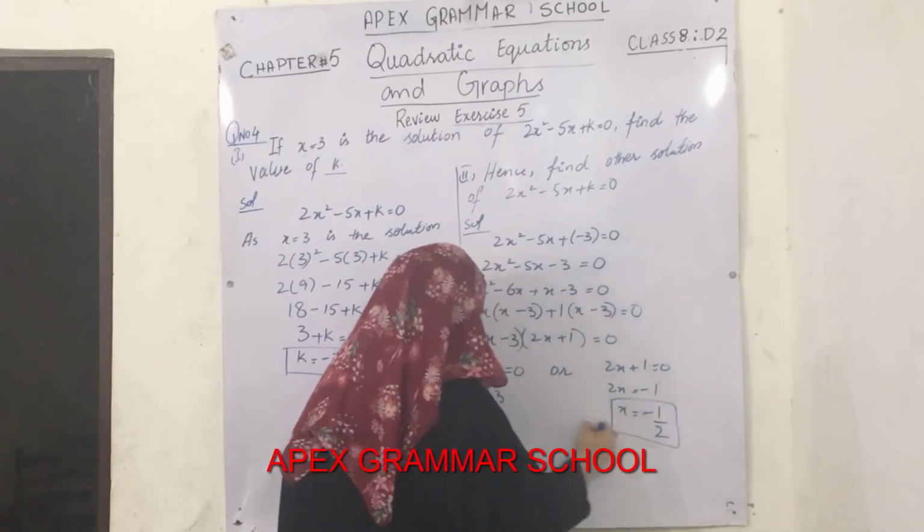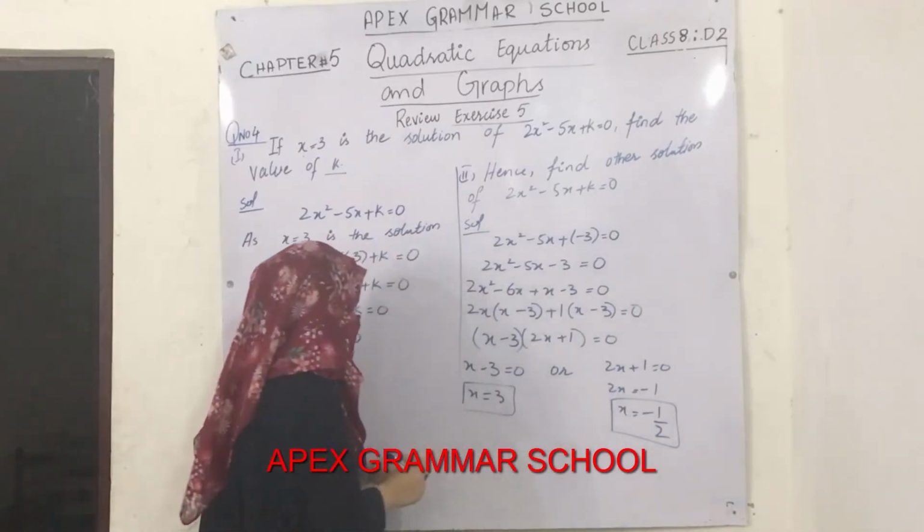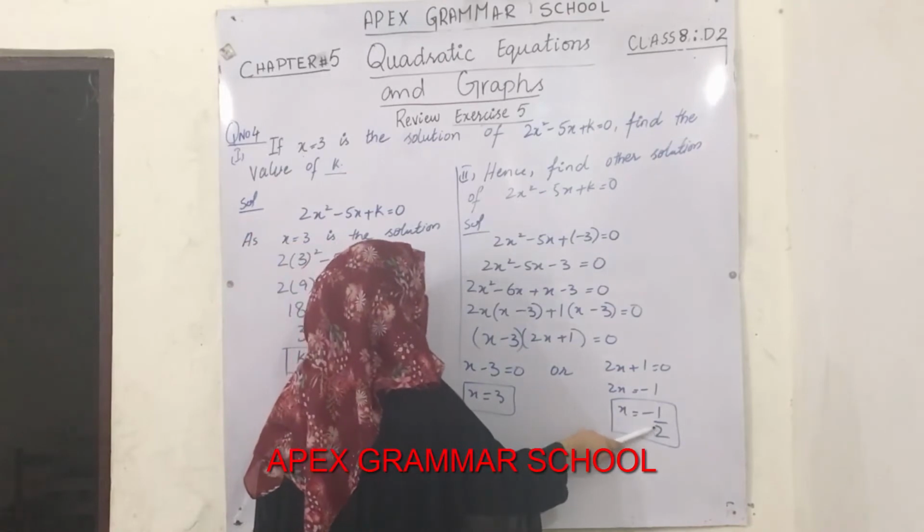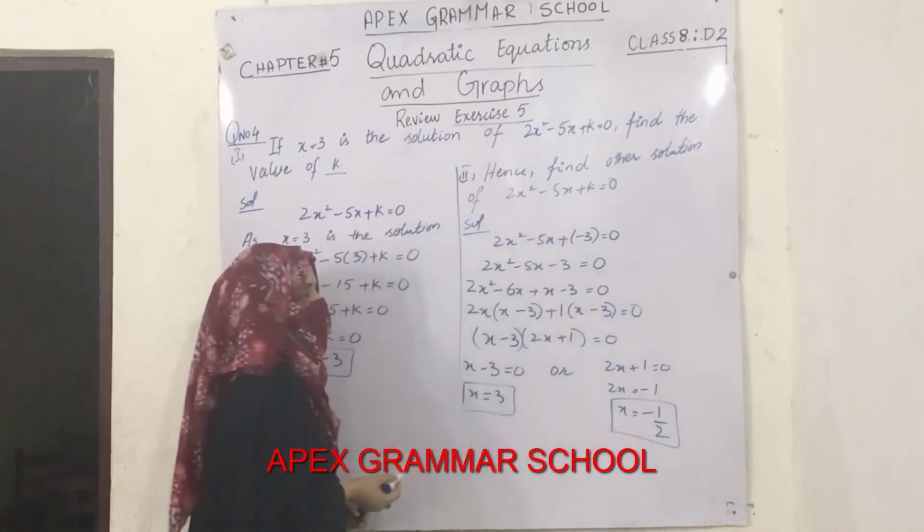So these are the two roots. We were already given that x = 3 is a solution. So x = −1/2 is the other solution of the given equation.